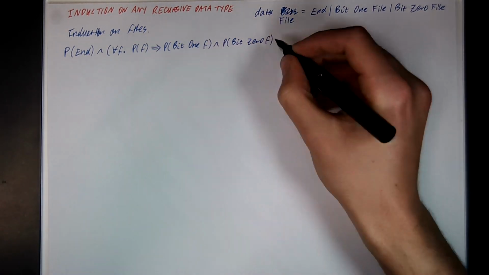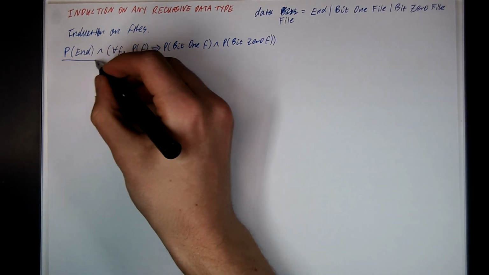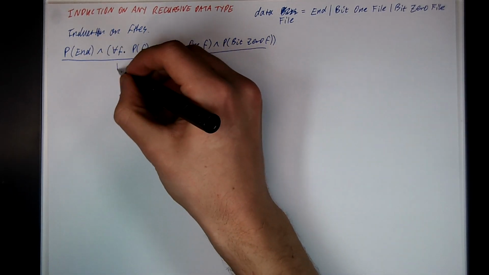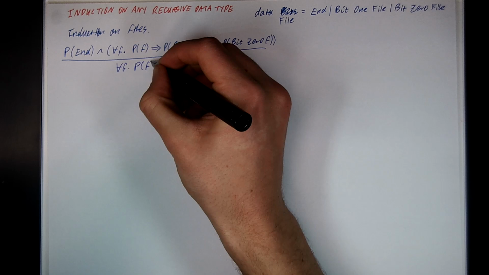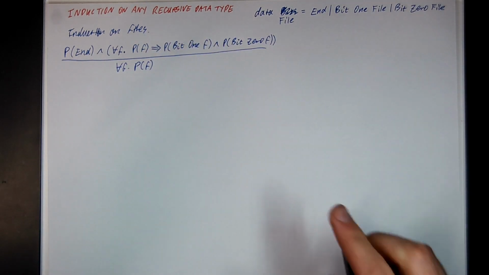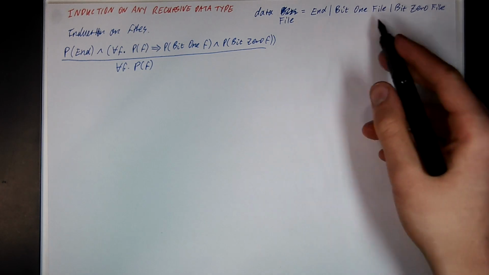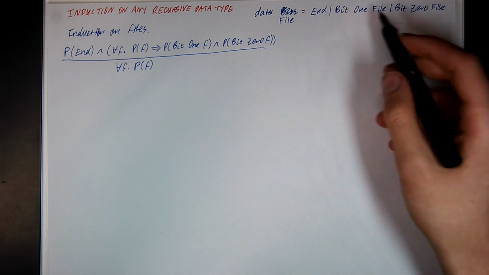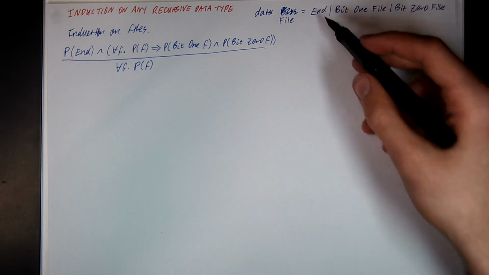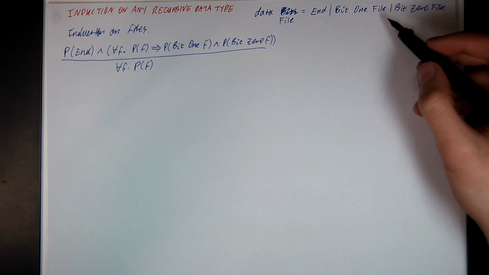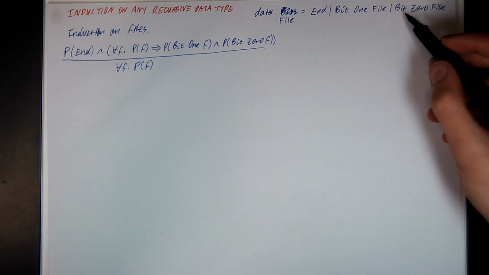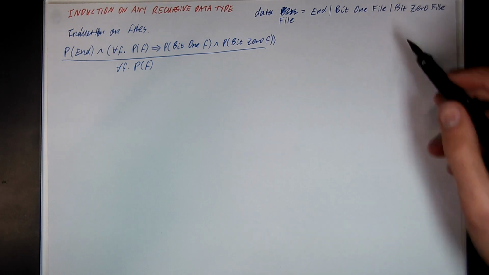Okay, so that's my step case, and if I can prove both these things, then I can prove for any file f the property holds for that file. Okay, so that's how we define induction for this particular data type. And you can define induction for other data types in a similar manner by looking at the cases: where does it start, and given an arbitrary thing of that data type, how do I make it one bigger by adding more stuff to it?